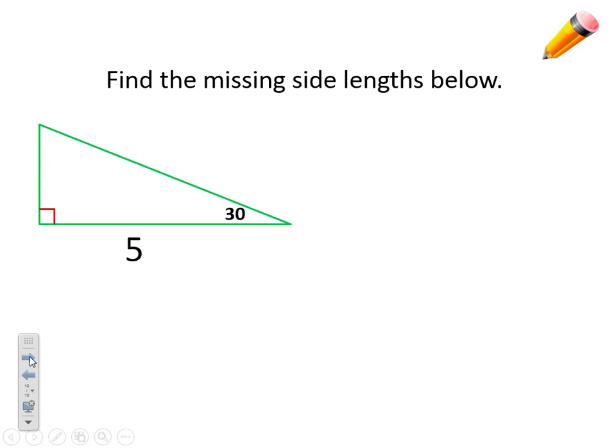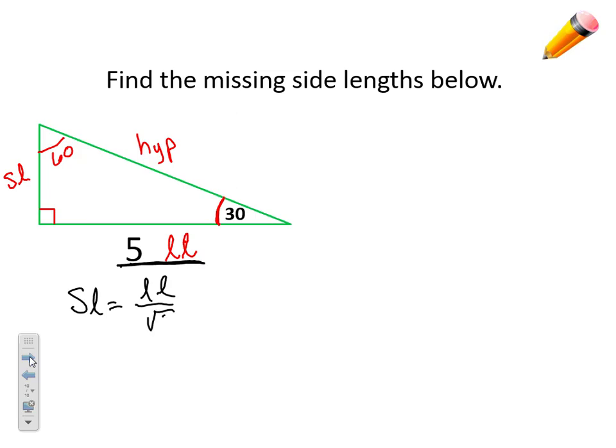We're going to find the missing side lengths of this one below. So I know it's a right angle. I know this is 30. That means this is my short leg over here. That means this is 60. So this is my long leg. Across from my right angle is my hypotenuse. So since I don't know my short leg, that's the first thing I need to find. So my short leg equals, since I know the long leg, I have to do the long leg divided by the square root of 3. So my short leg equals 5 over the square root of 3.